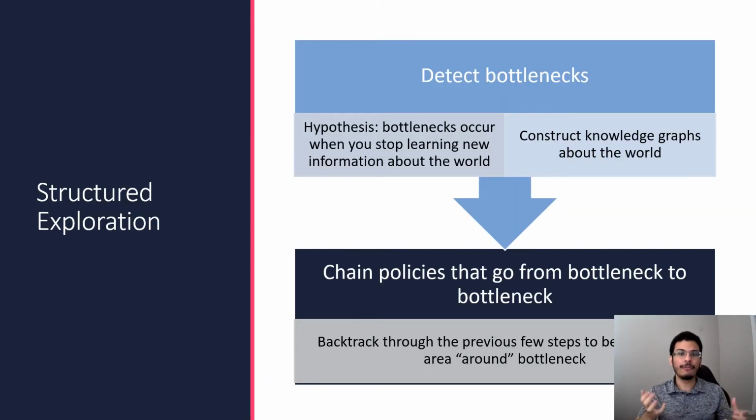There are going to be roughly 2 phases of structured exploration based on what we've seen so far. The first is we're going to detect bottlenecks, using this piece of intuition that bottlenecks tend to happen when agents stop learning new information about the world. We're going to see how to do this, and once we've detected bottlenecks, we're going to figure out how we can stack policies that take us from one bottleneck to the next, and basically how to surpass the bottlenecks themselves.